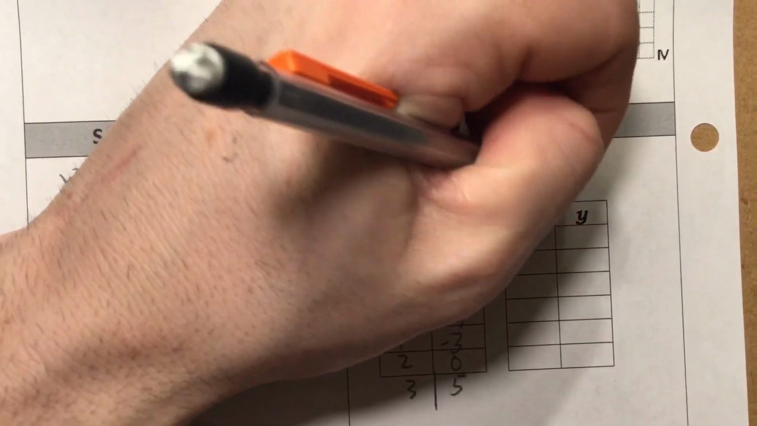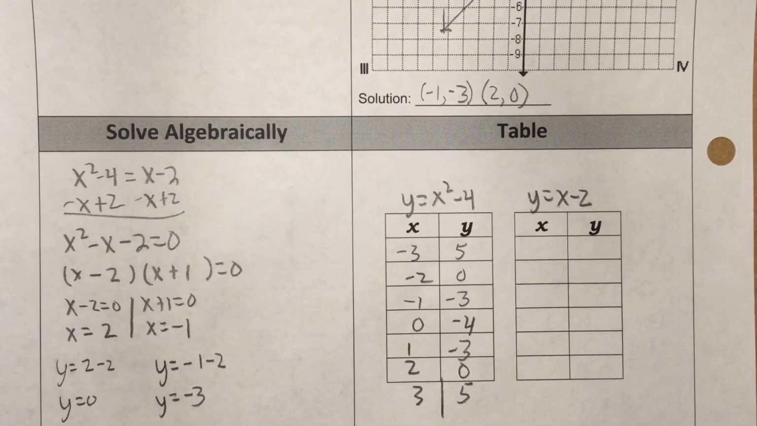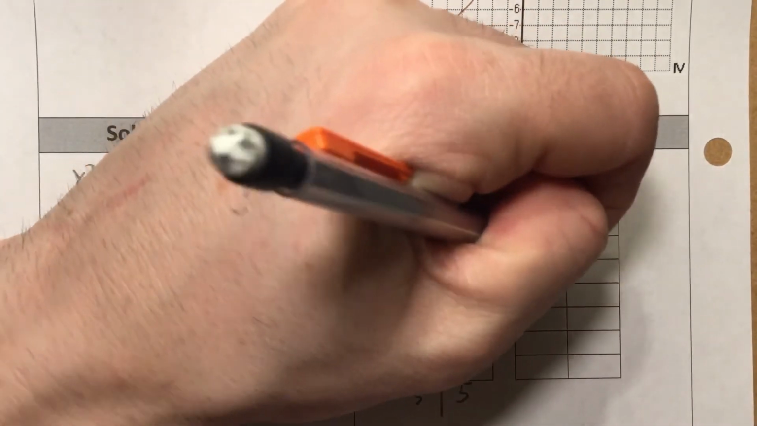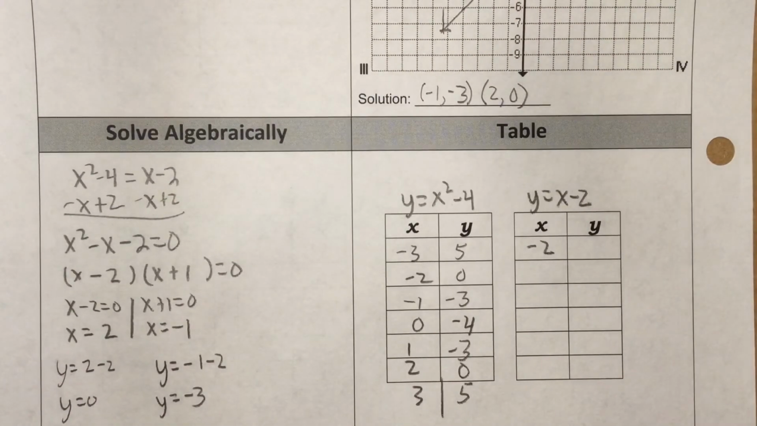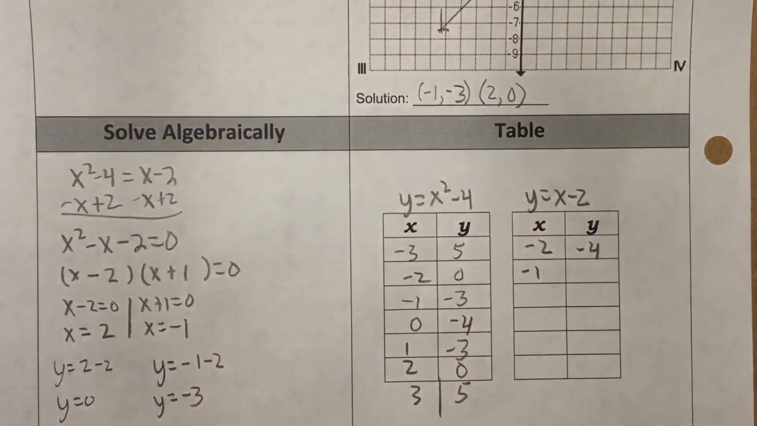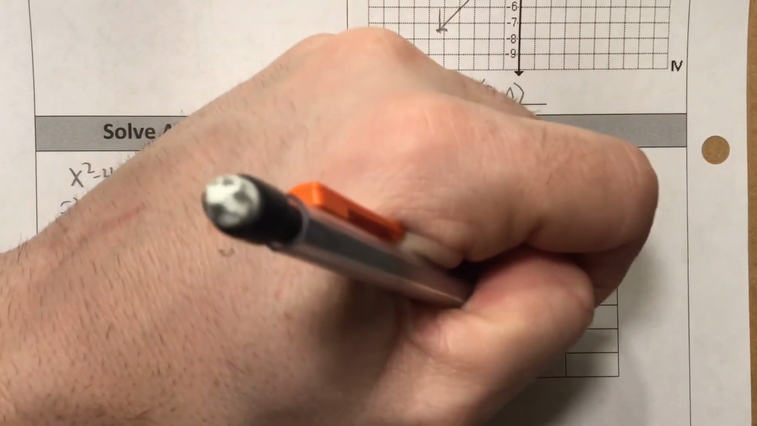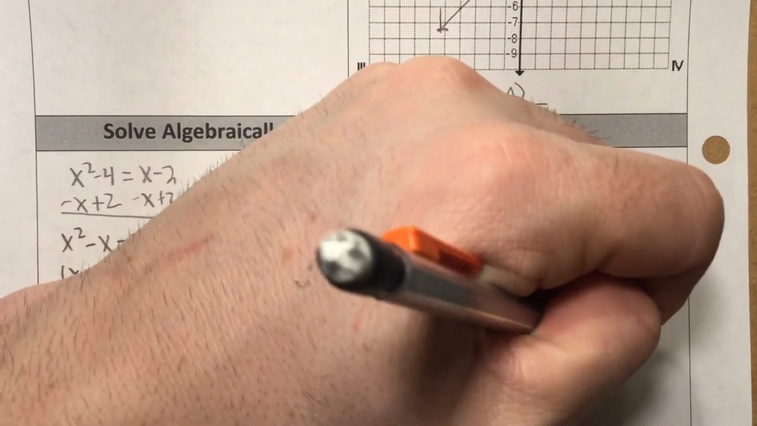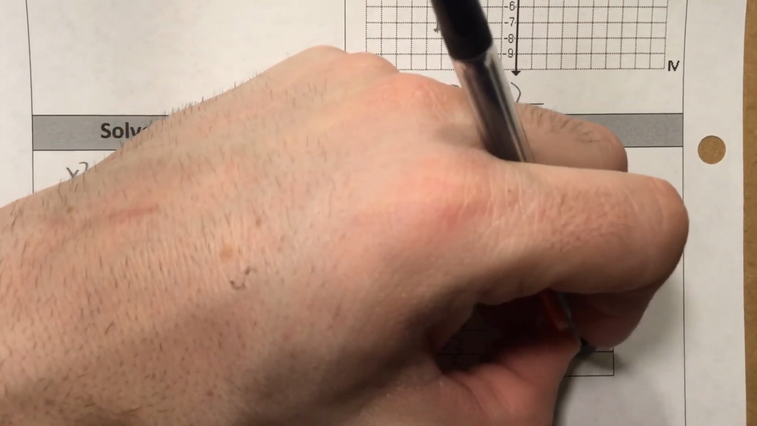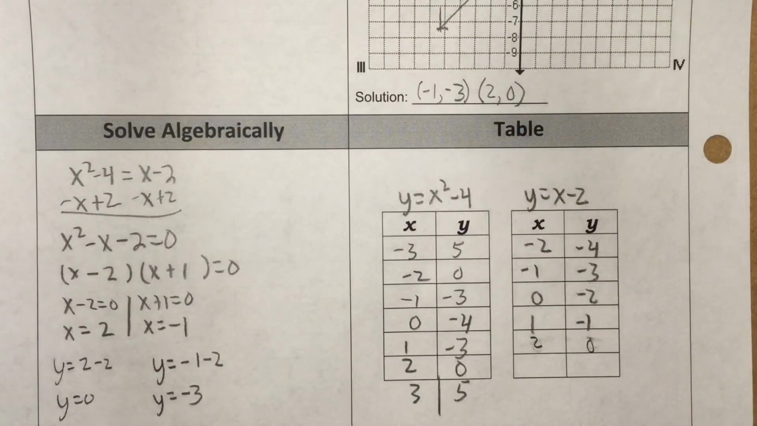And then y equals x minus 2 will be my right table, which I'll start at -2. So (-2, -4), (-1, -3), (0, -2), (1, -1), (2, 0). Oops, sorry, (2, 0). And then (3, 1).